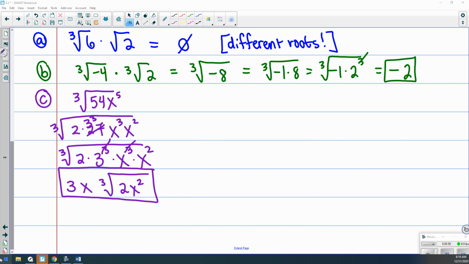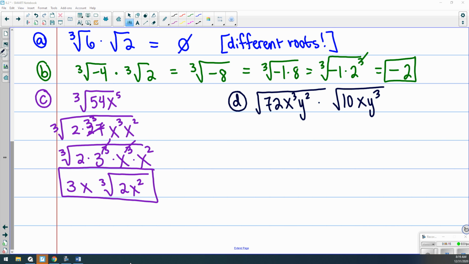Let's do another one. We are covering a lot of ground here in not much time. I'm going to use another color here, and let's go with letter D. This time, I'm taking a look at 72 x cubed y squared, and I'm going to multiply this by the square root of 10x y to the third. All right, so write that down. You're multiplying these two radicals.